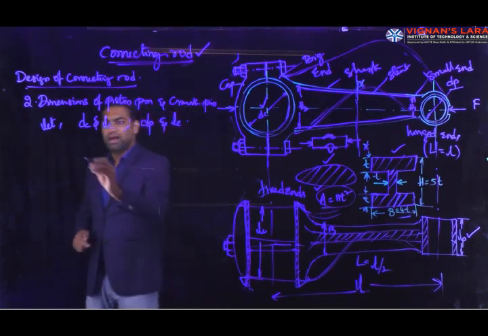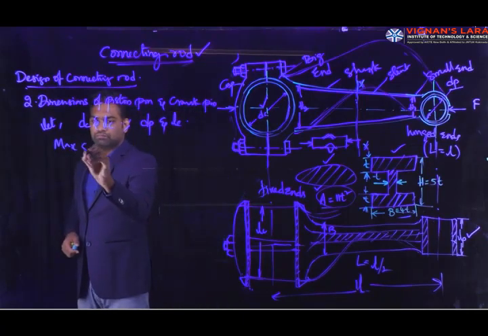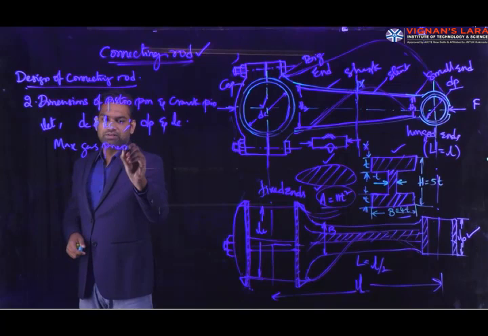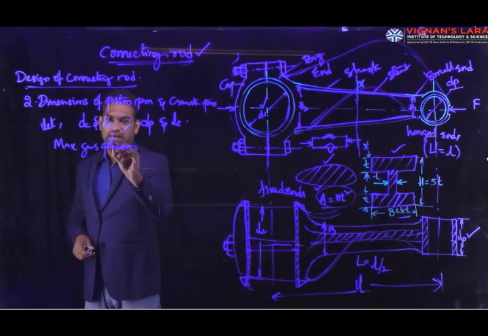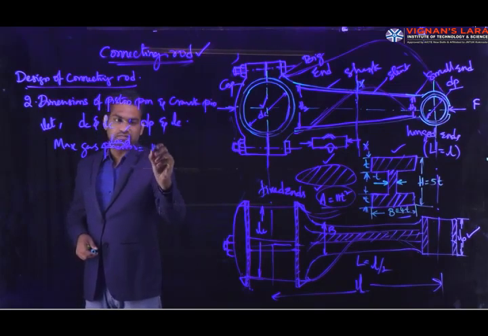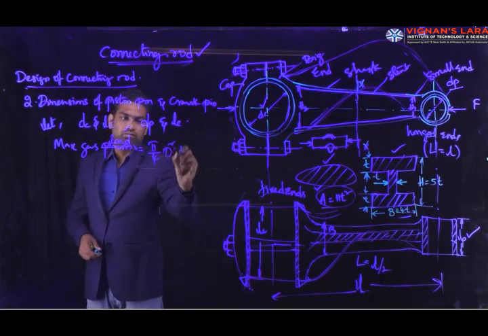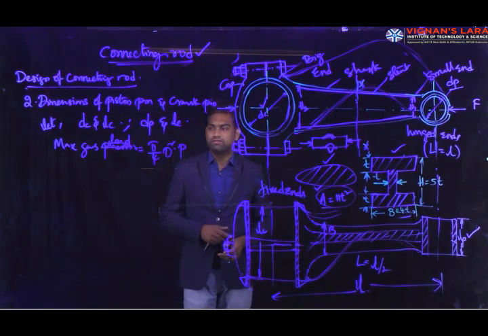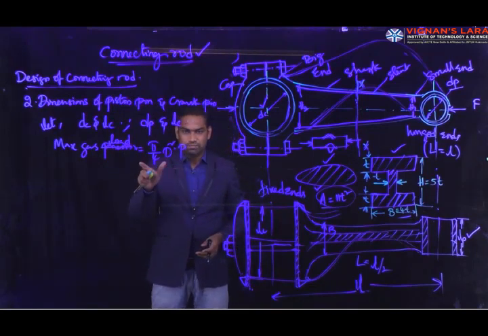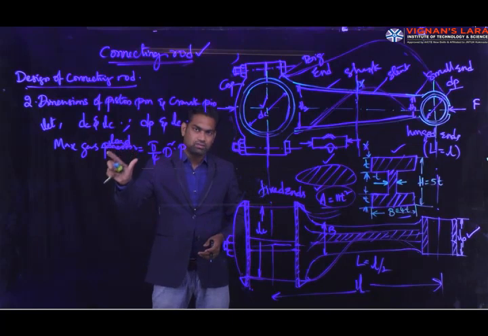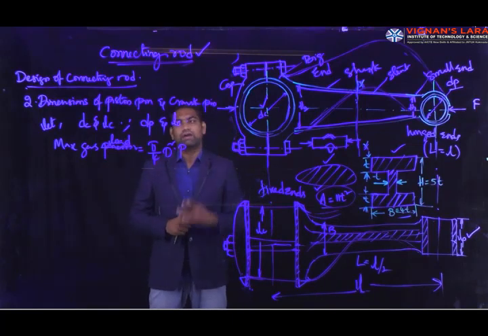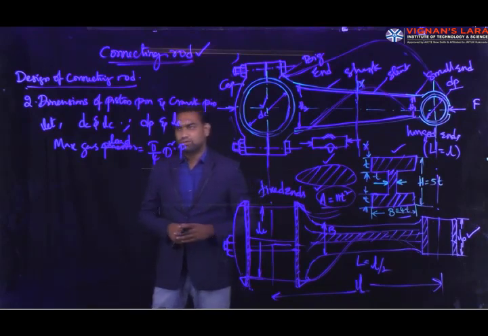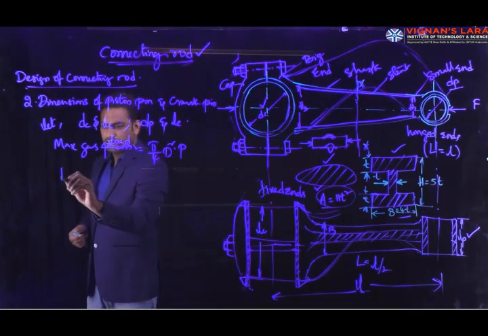So we know that the maximum gas load due to the maximum gas pressure is given by pi by 4 D square into P. We neglect the inertia forces of the reciprocating parts and simply consider only the maximum gas load due to the maximum gas pressure in order to calculate the dimensions of the crank pin and piston pin. So the crank pin and piston pin are subjected to a bearing load.